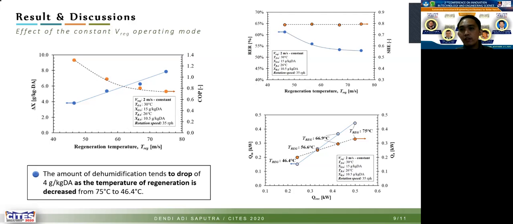But in this operating mode, we found that the sensible heat exchanger effectiveness is not affected by the change in regeneration air temperature, and it has a direct effect on increasing the cooling capacity of the system. At low regeneration temperature, the cooling capacity is higher relative to the regeneration heat input. That's why the COP at low regeneration temperature is higher than at high regeneration air temperature.